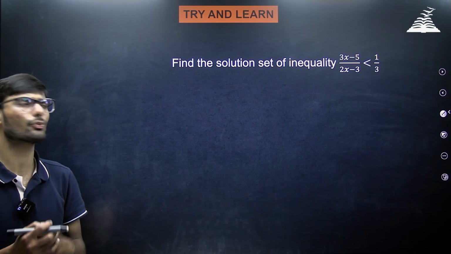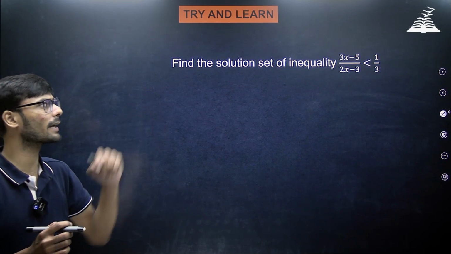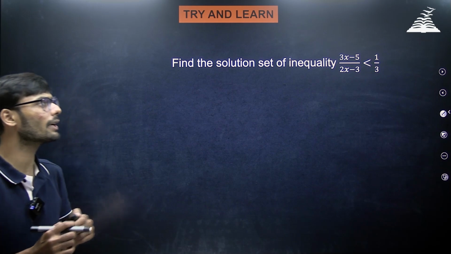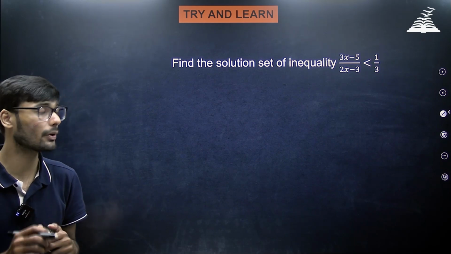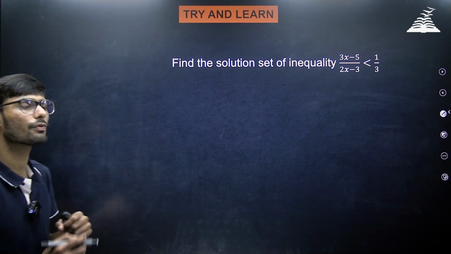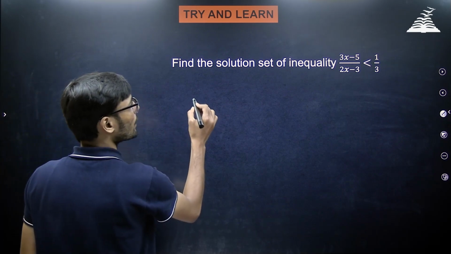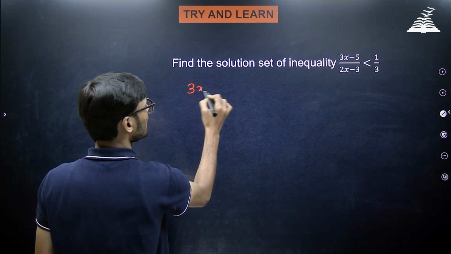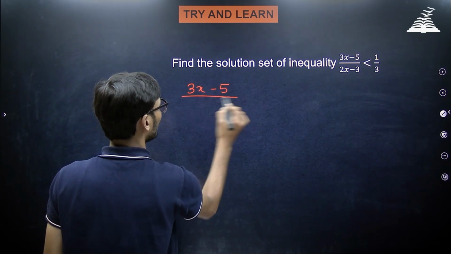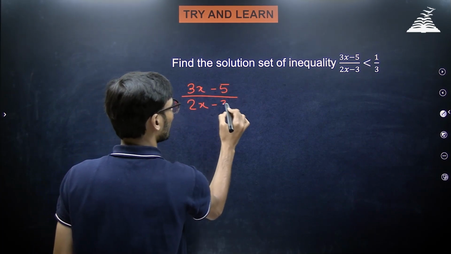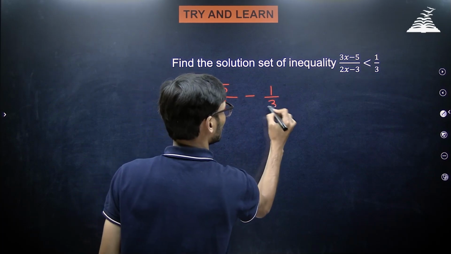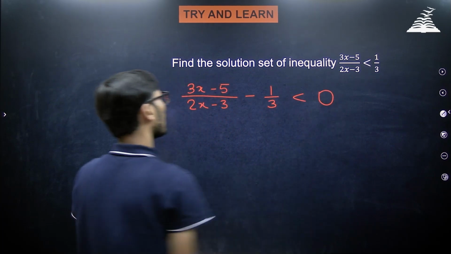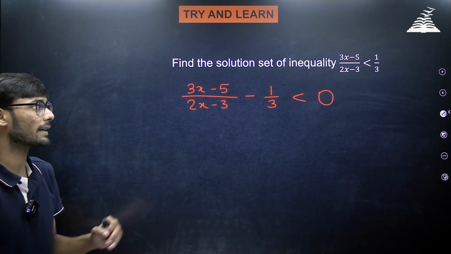Let us say we are trying to solve this inequation: 3x minus 5 upon 2x minus 3 is less than 1 by 3. Okay, so how should we solve it? What we can do is bring that 1 by 3 to this side. So we will get 3x minus 5 divided by 2x minus 3 minus 1 by 3 is less than 0. Now we will take LCM and simplify.